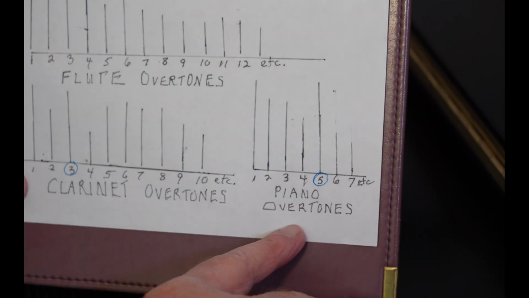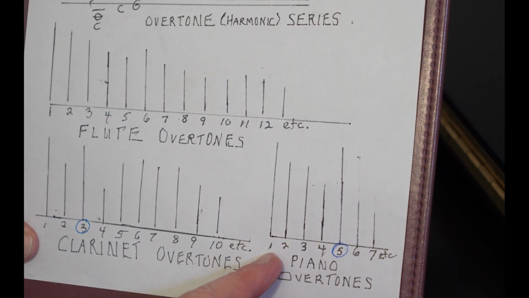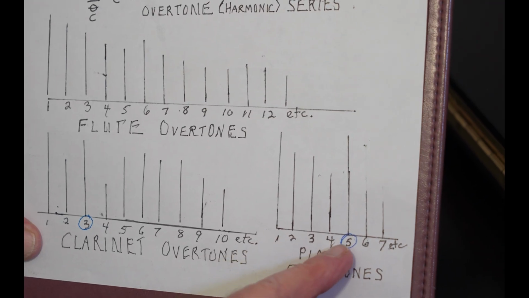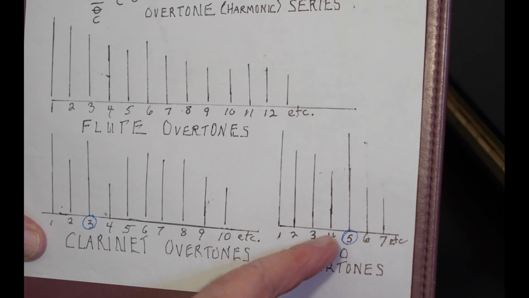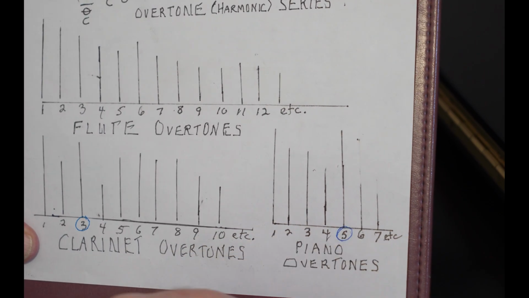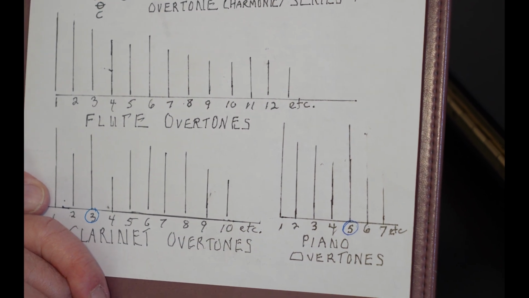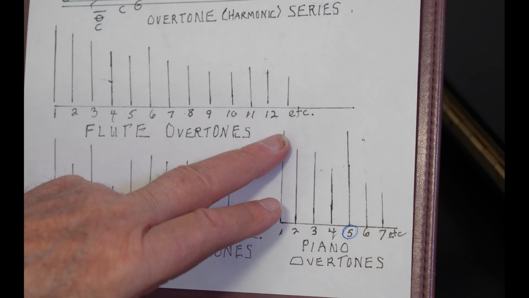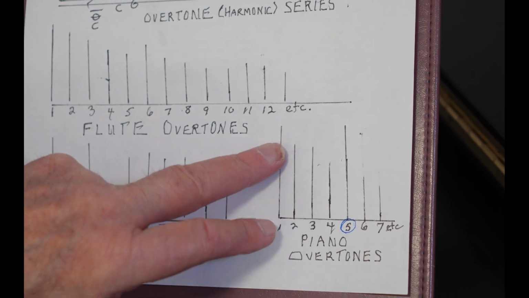Let's take a look at the piano overtones. Oh, look at that. The fifth overtone. Notice how much stronger the piano overtone is, or harmonic. The fifth being stronger than, in this graph it's showing the same intensity as the fundamental.